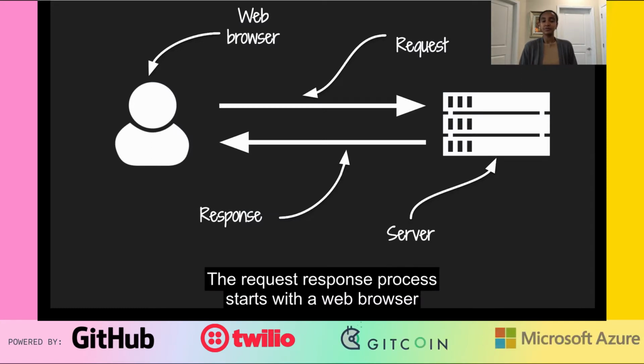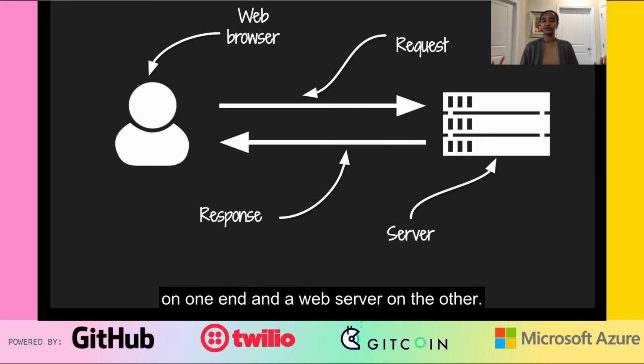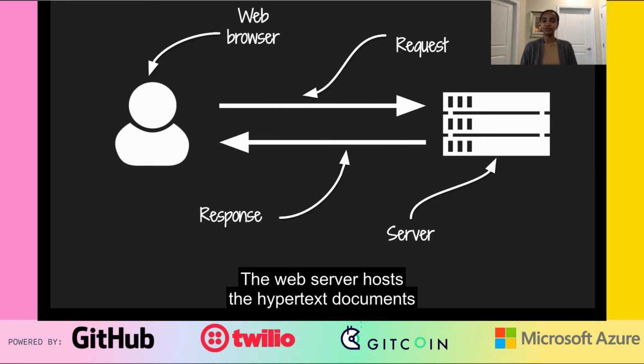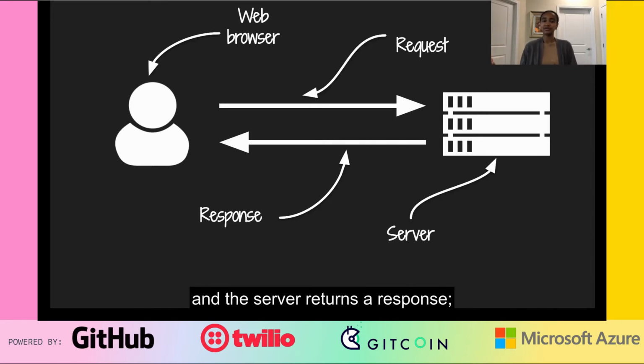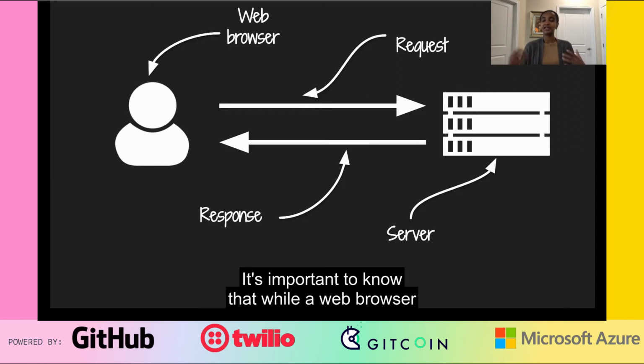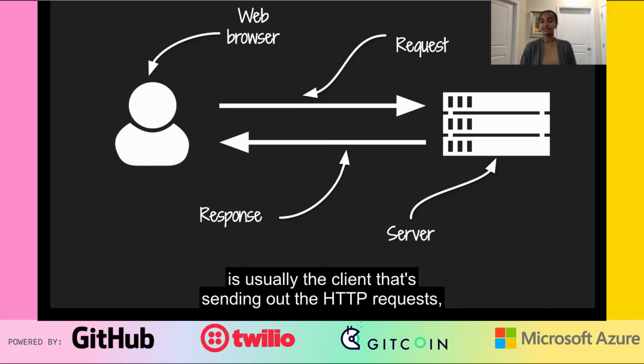The request-response process starts with a web browser on one end and a web server on the other. The web server hosts the hypertext documents that the web browser will display to the user. The web browser sends a request to the server, and the server returns a response. Request, response, browser, server.